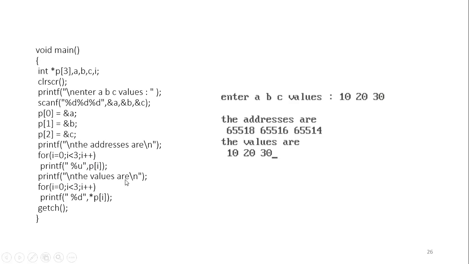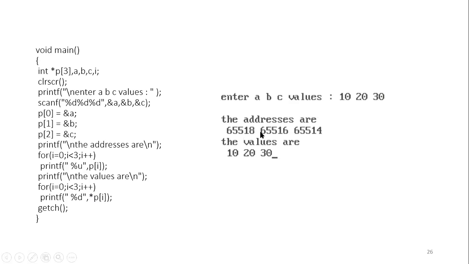Now I am displaying the values at those addresses. As we know, by dereferencing the pointers we get the value. So here P of 0, I is 0. P of 0 contains the address of A. When I apply the dereferencing operator star, I will get the value. So the value at this address is 10. I plus plus, I is 1.